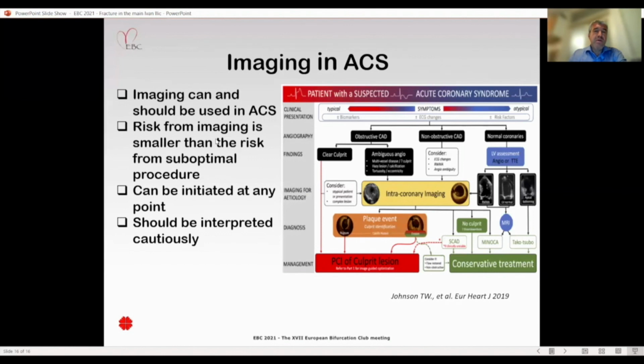Also, imaging in acute coronary syndrome can and should be used, because the risk of using imaging is smaller than the risk from a suboptimal procedure. It can be initiated at any point during the procedure, but the results should be interpreted cautiously.